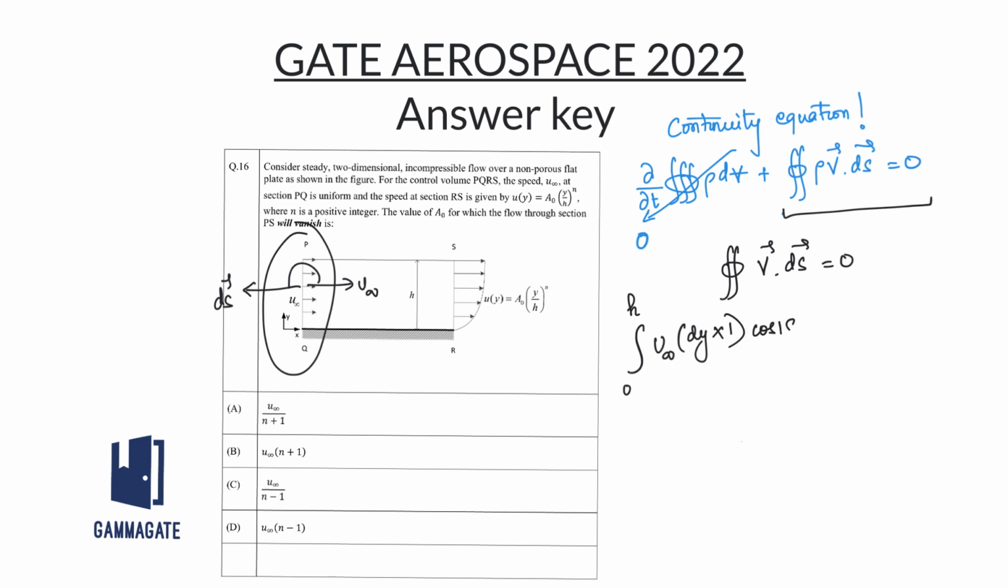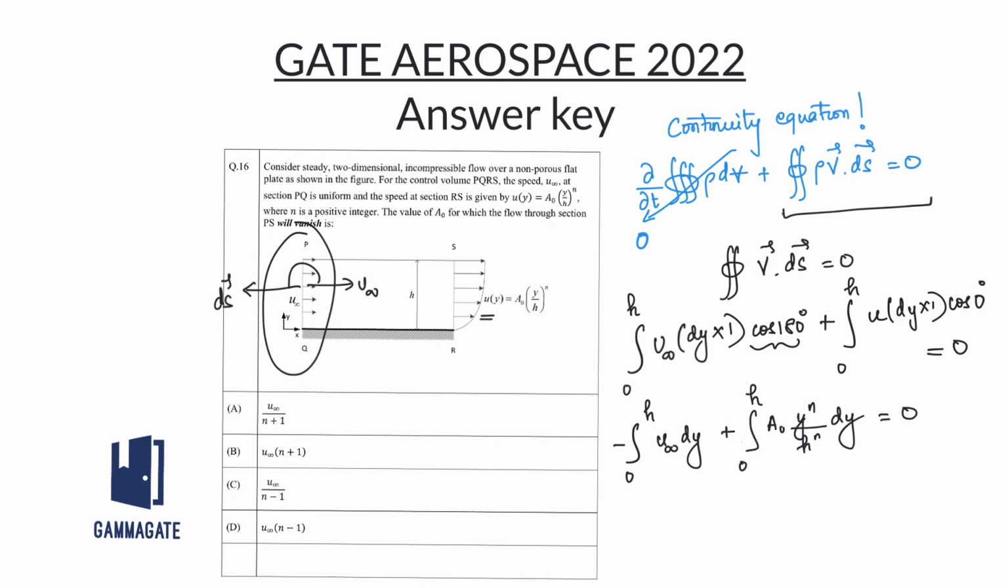and so we have cos 180 degrees, plus the integral from 0 to h with this function u multiplied by dy times 1, and the angle between the ds vector and the velocity vector in this case is 0, and we will equate this to 0. Taking the value of cos 180 as negative 1 and substituting the function u, we get this equation, and on integration we get this equation.